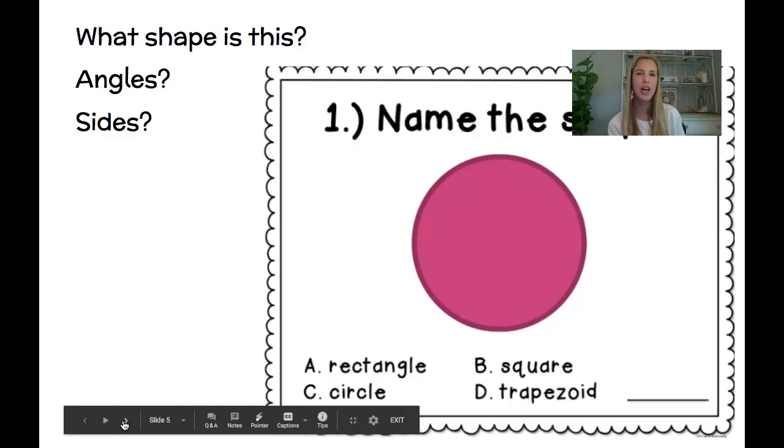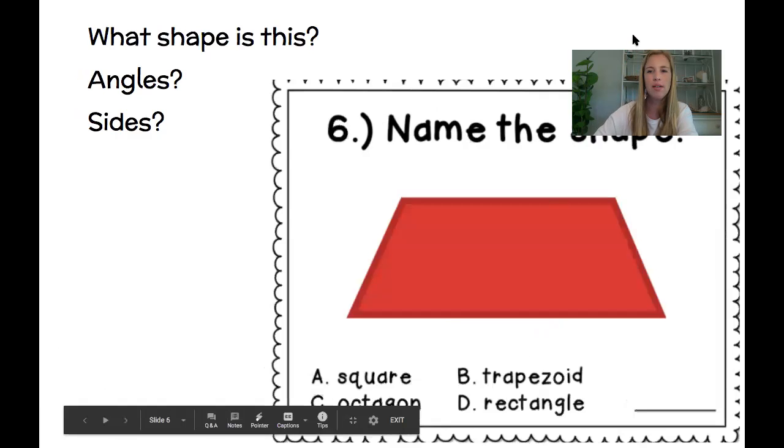Okay, go ahead and hold up what you have. So for number 1, you should have put C, circle. This is a circle. Now, I have a challenge question for you. Is the circle a polygon? Yes or no? You should have said no. The circle is not a polygon because it does not have sides. All right, little trick question in there. Let's move on to the next one.